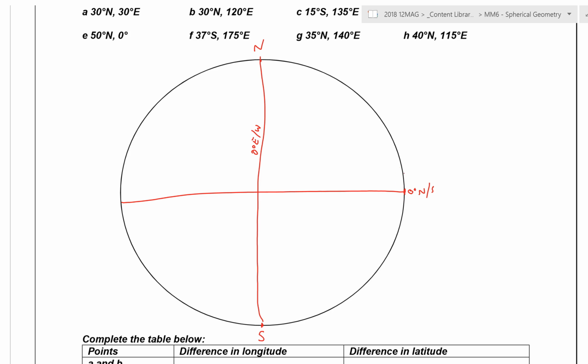So I'm going to call this line here 180 degrees east, and this one 180 degrees west. Halfway in between, I'm just going to put some dotted lines in here. Now, this is not going to look exactly like a picture of the Earth, because we're taking the whole spherical globe and squishing it onto one circle. So this line here I'm going to call 90 degrees east.